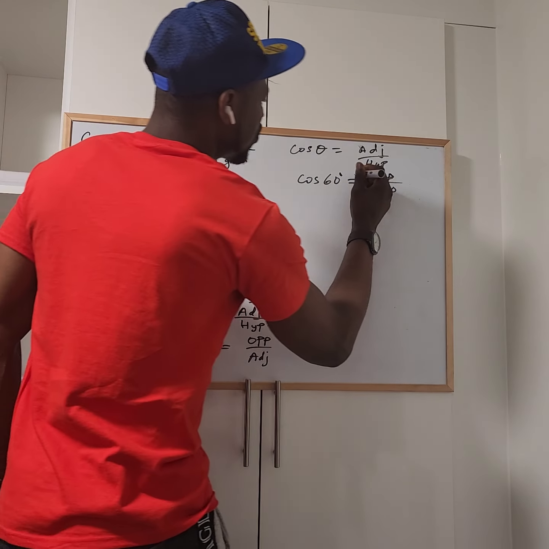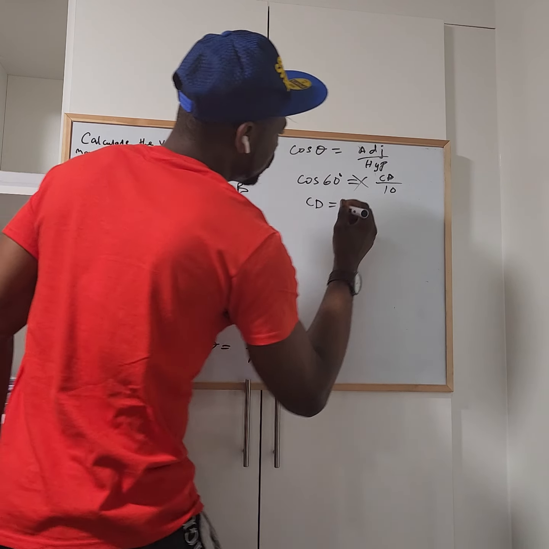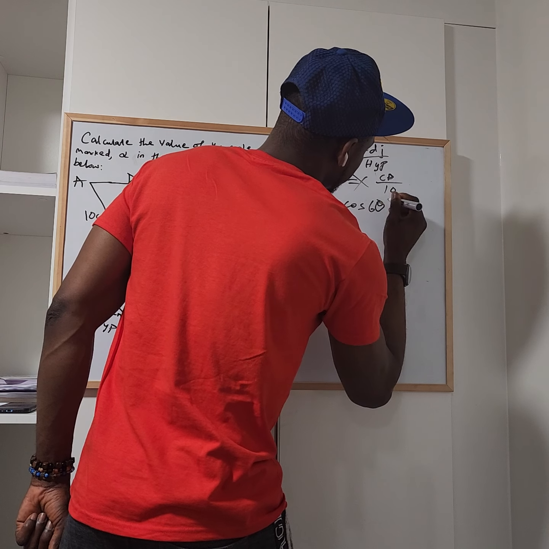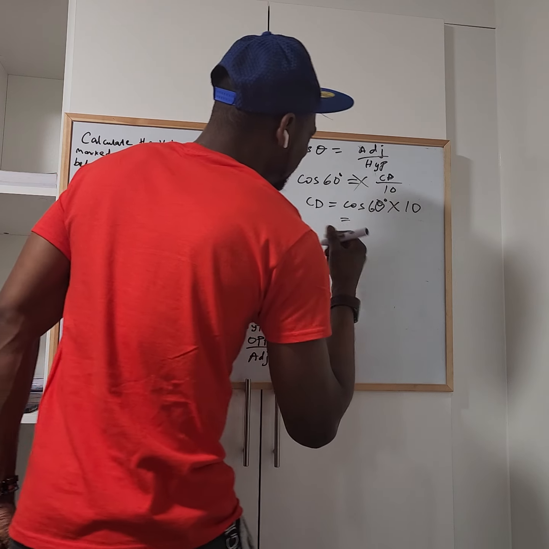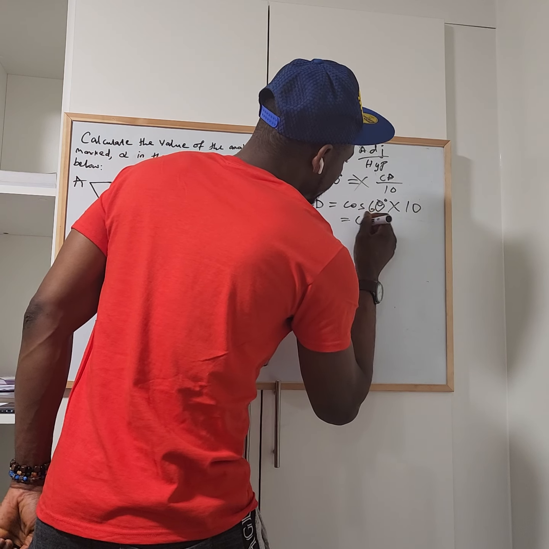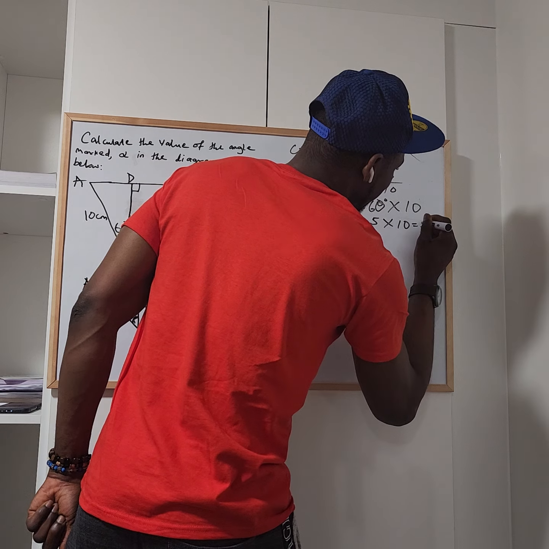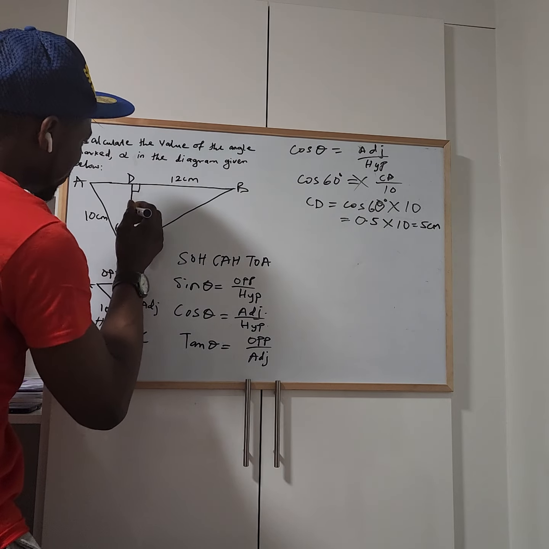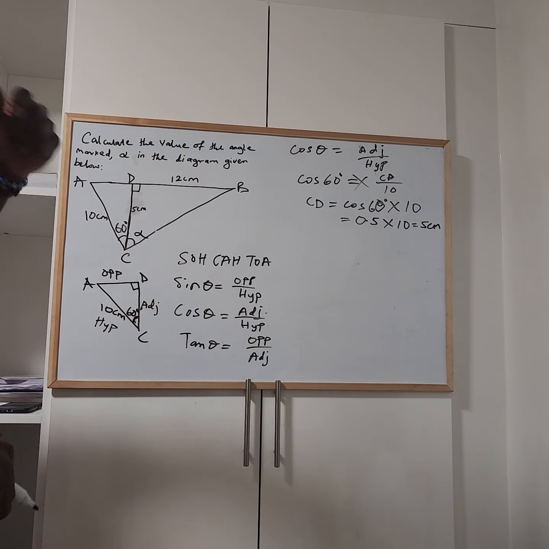So what do we do? We cross multiply, right? Therefore, CD equals cos 60 degrees times 10. Cos 60 degrees is the opposite of sine 60, that is sine 30, which should be 0.5. Times 10, and that will give us 5 cm. It then means that from here to here is 5 cm.